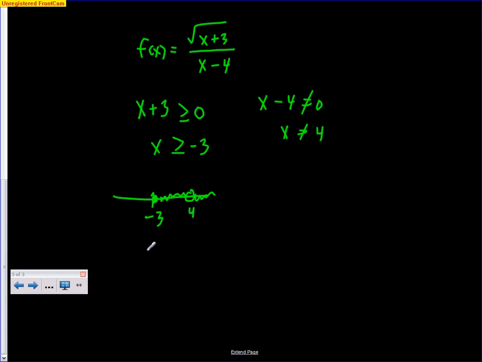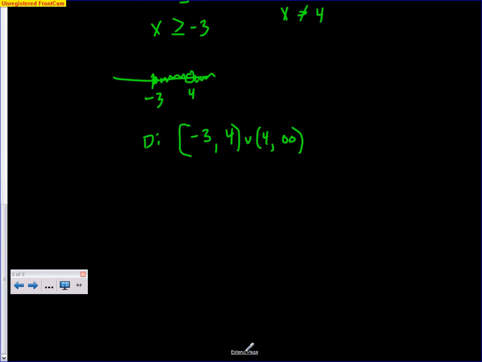So here's how I give that as the domain in interval notation. Start at negative 3 with the bracket because I'm allowed to equal negative 3. I'm going to continue on until I get to 4, but remember I have to jump over top of 4, and that's why I use the parentheses. The parentheses tell me don't include 4, simply skip it. So every number from negative 3 to 4 works, and then every number after 4 works. So that is the correct way to give the domain for this problem. So that was a good one.